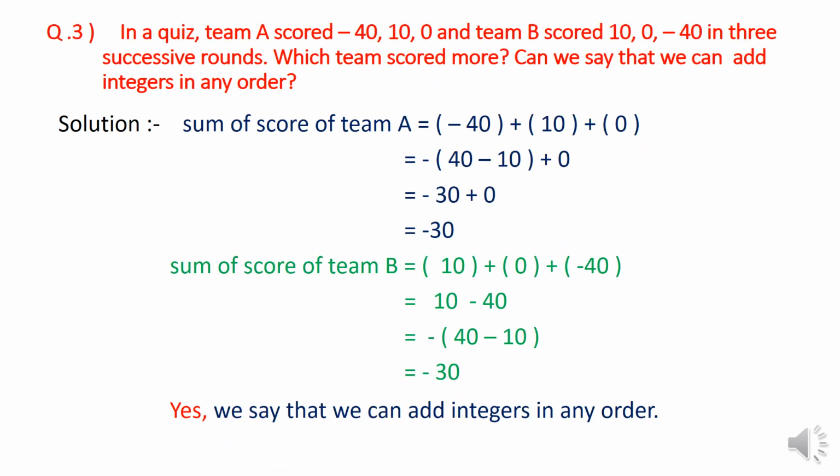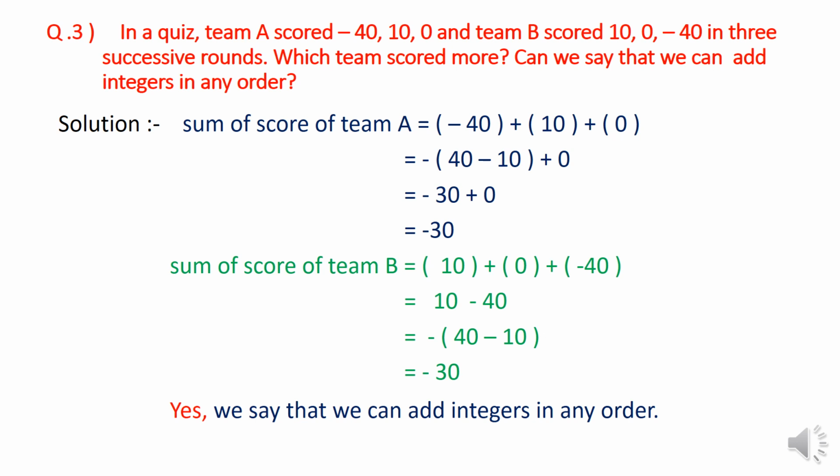Now, consider question number 3. In a quiz, team A scored minus 40, 10, 0 and team B scored 10, 0, minus 40 in 3 successive rounds. Which team scored more? Can we say that we can add integers in any order? So, let us start the solution.